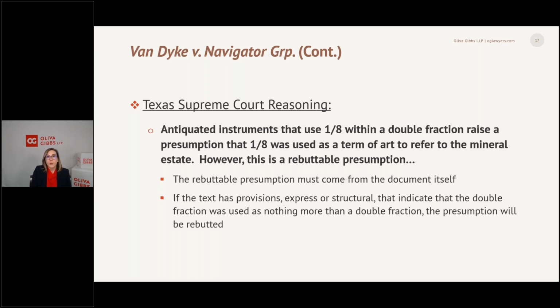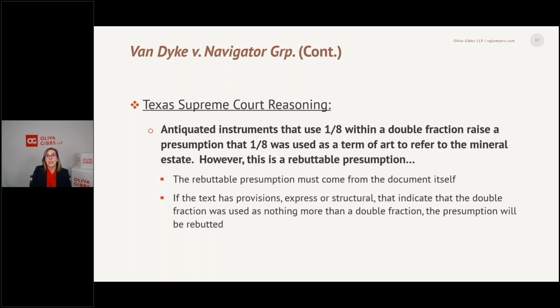Now, the Texas Supreme Court doesn't give us much to go off of in determining how to rebut said presumption, but they do note that the rebuttable presumption must come from the document itself. And if the text has provisions, whether they be expressed or structural, that indicate that the double fraction was used as nothing more than a double fraction, the presumption will be rebutted. So again, just to repeat, the takeaway from Van Dyke versus Navigator is bolded here.